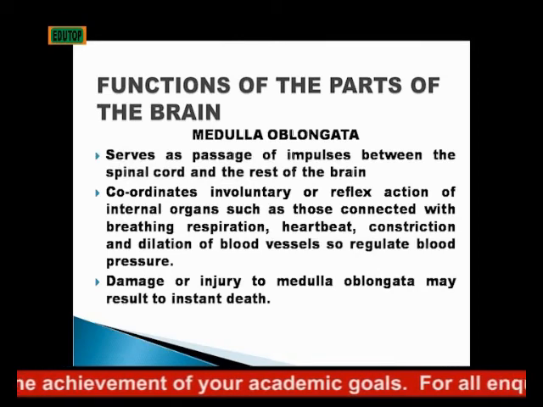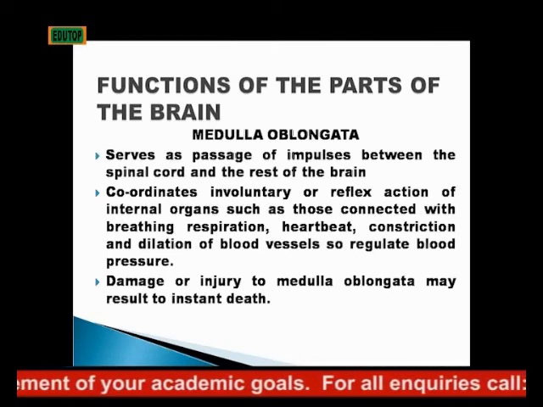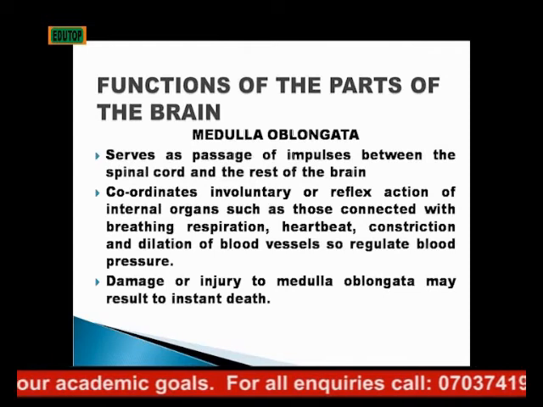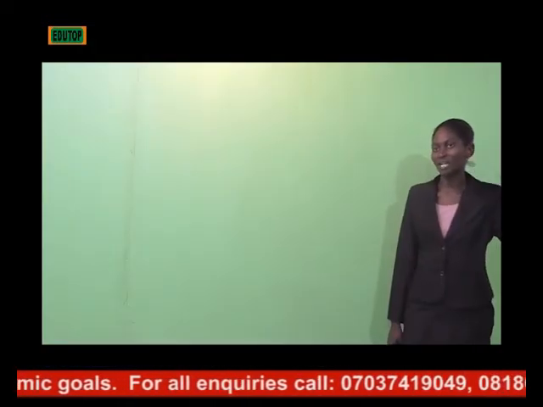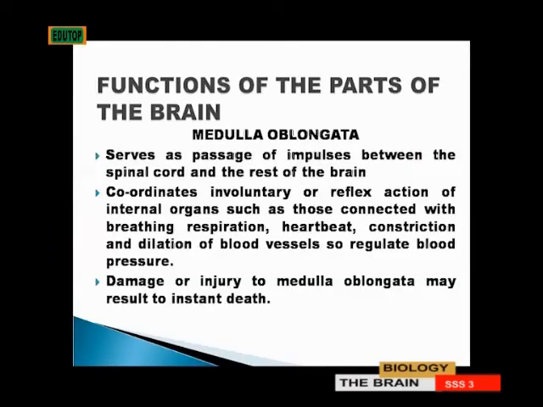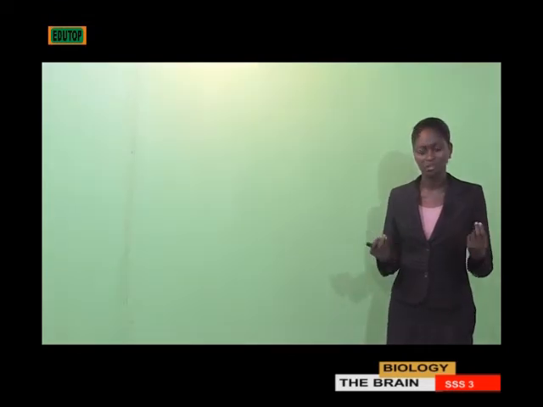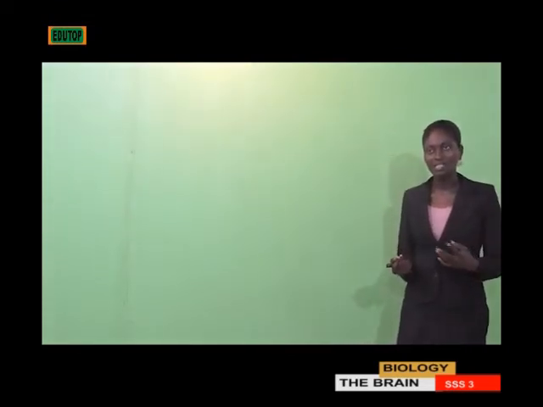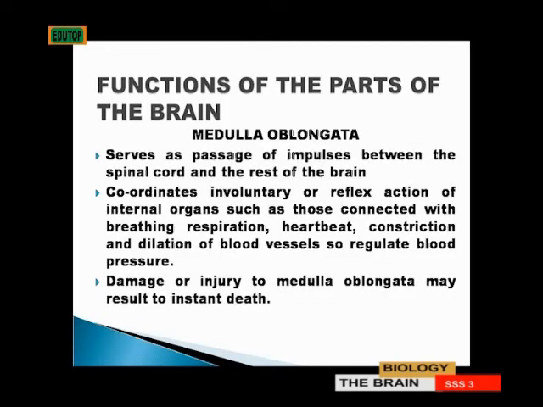Now, the medulla oblongata. It serves as a passage of impulses between the spinal cord and the rest of the brain. You know, it's the link between the brain and the spinal cord. So it passes impulses between the spinal cord and the brain. Also, it coordinates involuntary and reflex actions of internal organs. Involuntary actions are those actions that you don't think of before you discover that they have happened. So it's the medulla oblongata that coordinates that. As such we have breathing. You don't think of breathing.